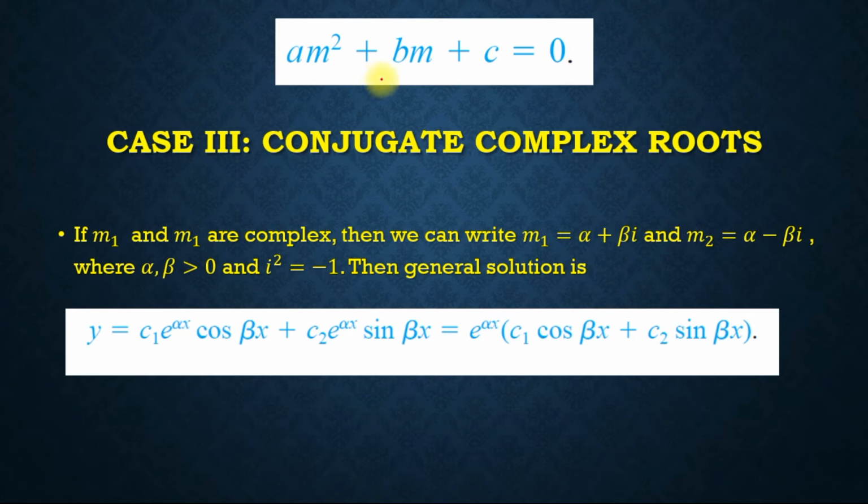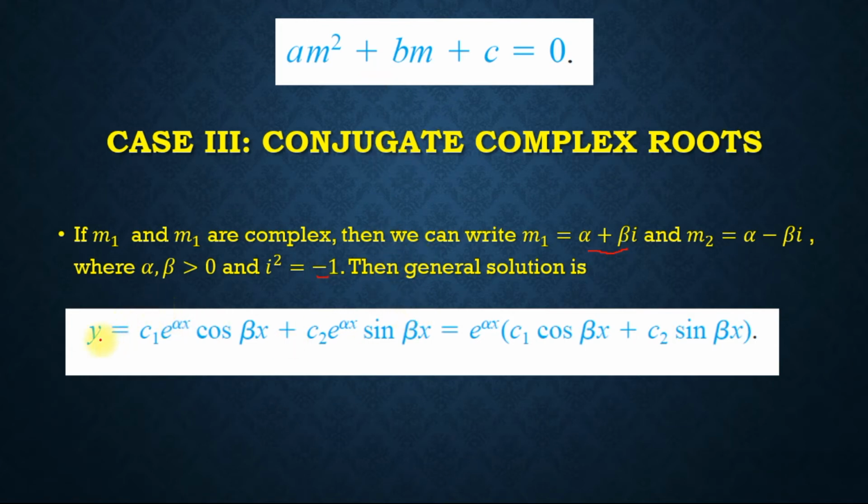Okay, if we have complex roots, it means what? Our m1 will be equal to alpha plus beta i, and m2 will be alpha minus beta i. And here i, you know that i squared is equal to minus 1. Then the general solution of our differential equation will be what?